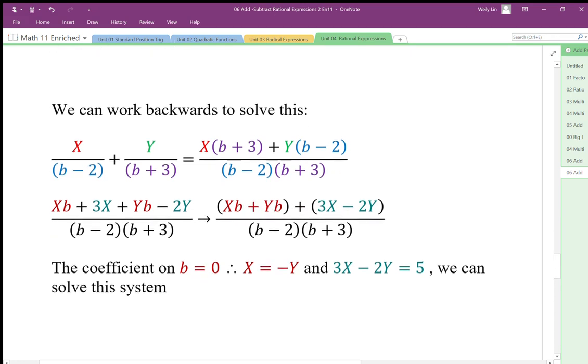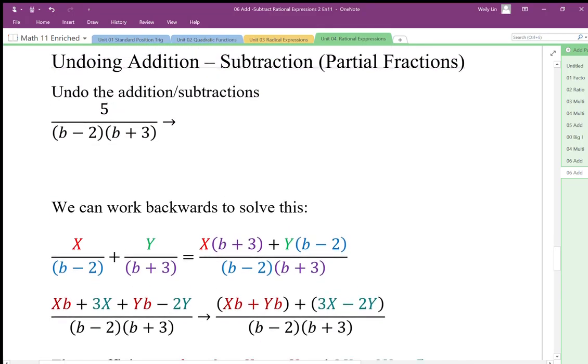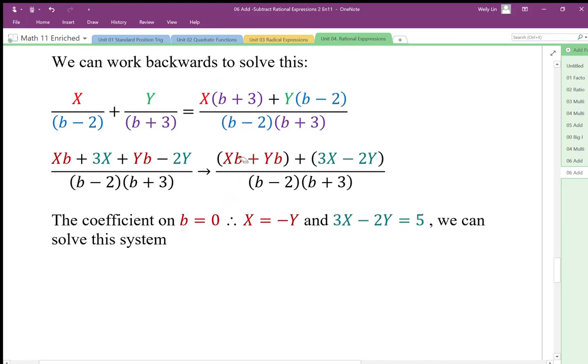We're just going to solve for x and y, and we need two relationships or two equations to solve for two variables. We're going to come up with these relationships by equating the coefficients. We're going to say that this coefficient must be equal to 0 because there's no b's in the original answer. So the coefficient of b, x plus y, equals 0, or in other words, x equals negative y. This does not mean that b equals 0. This just means the coefficient on b equals 0.